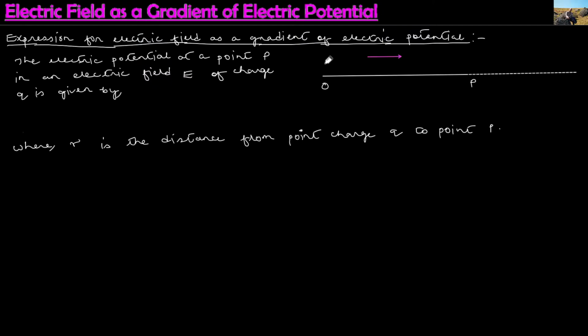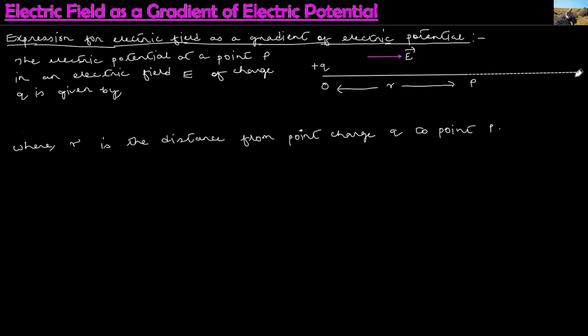Say at point O there is a source charge +Q. Due to the source charge, let the electric field produced by it be E. The strength of this electric field is considered up to point P, such that the distance between point O and point P is r.